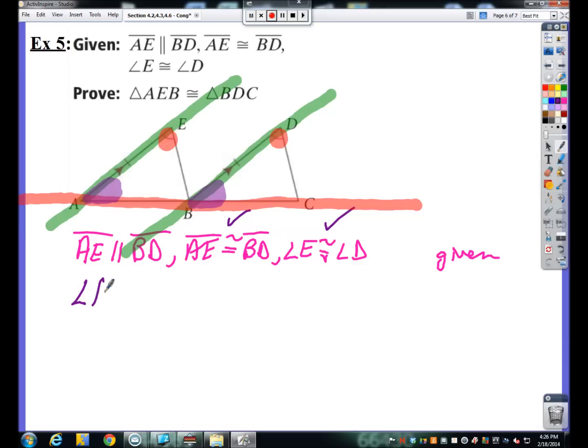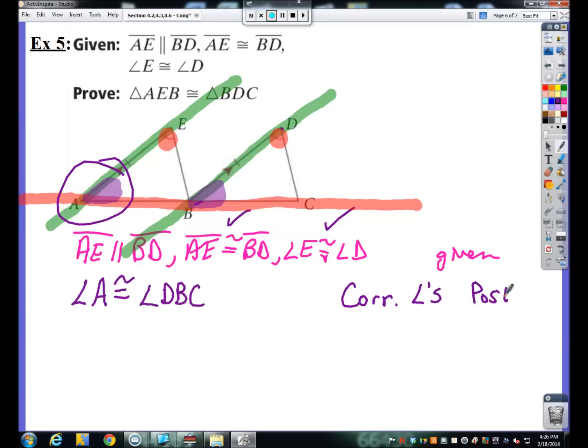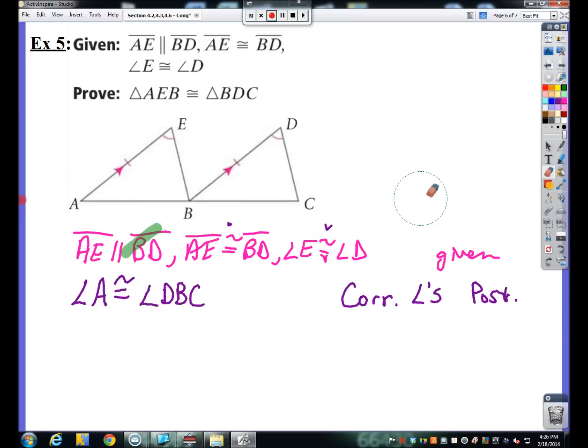So I can say angle A, and there's truly only one angle A here, is congruent to angle DBC or CBD. And why do I know that corresponding angles are congruent? Oh, well, from last chapter, that was the corresponding angles postulate. Because since I have parallel lines, I can use the corresponding angles postulate. And so now, if we look at our picture, and let me clear that off real quick.